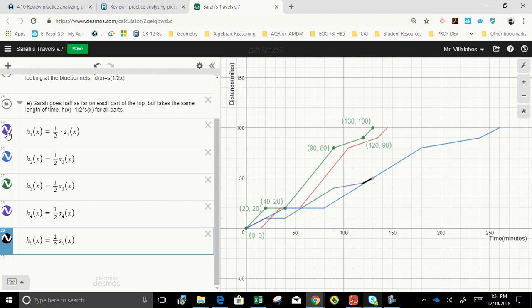Purple or orange? Let's see, what do I like better? Orange? Black? Maybe black.